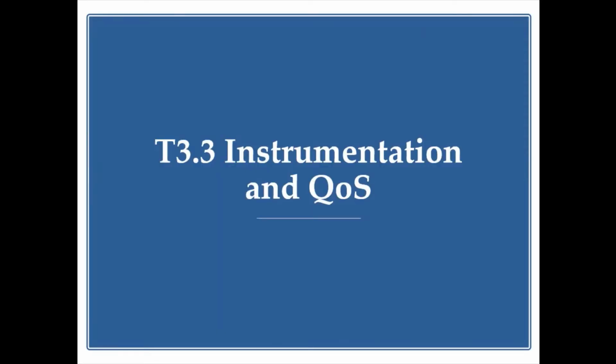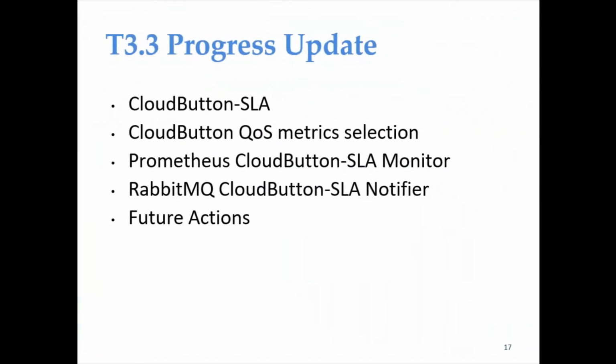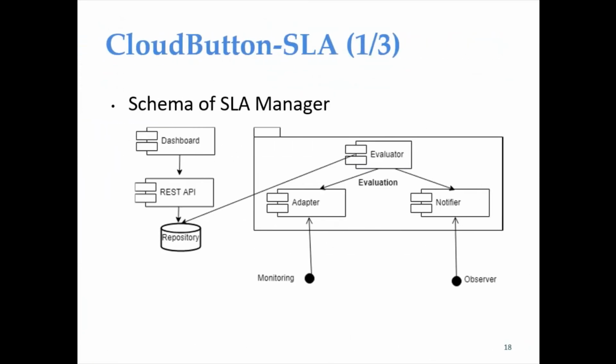Let's describe task 3.3, instrumentation and quality of service. We will describe the decisions taken in the process of defining CloudButton SLA. ATOS SLA Manager can identify the breach of an SLA. It provides a REST API in which can be defined the agreements that make up the SLA.